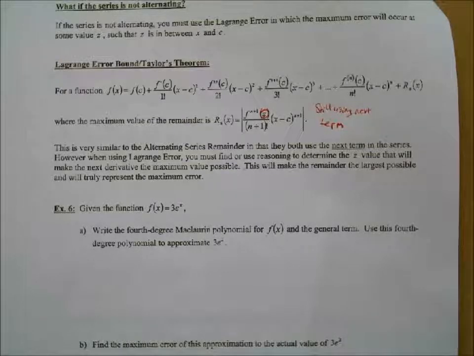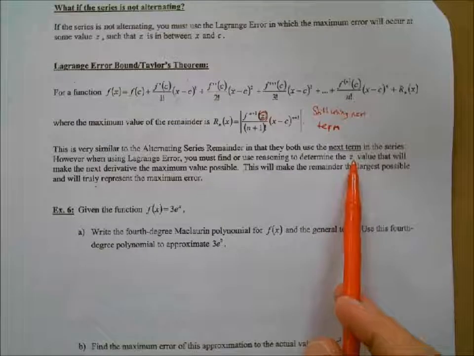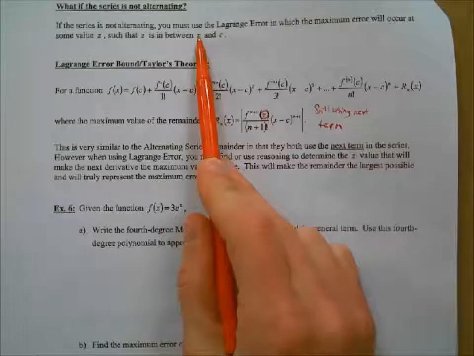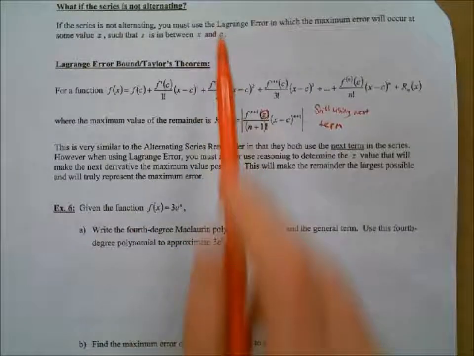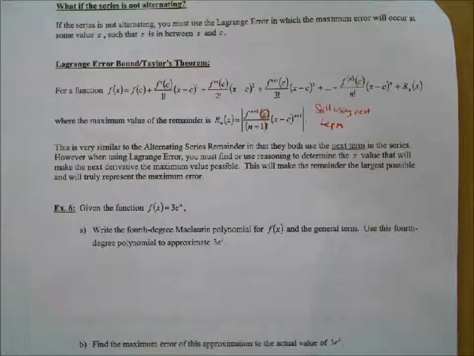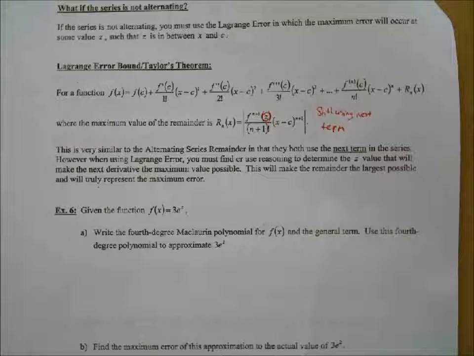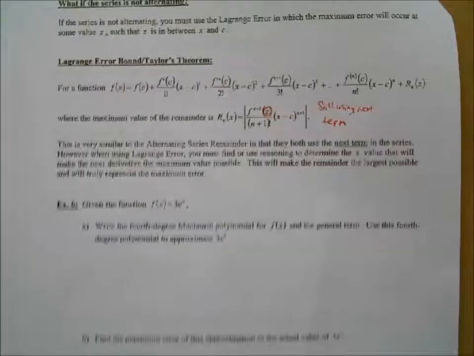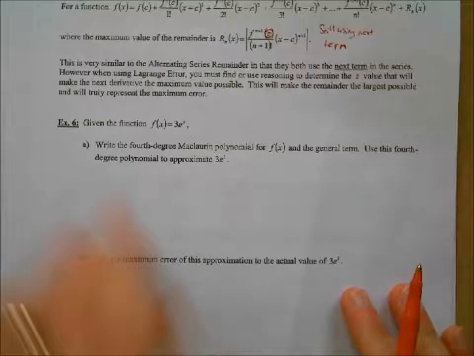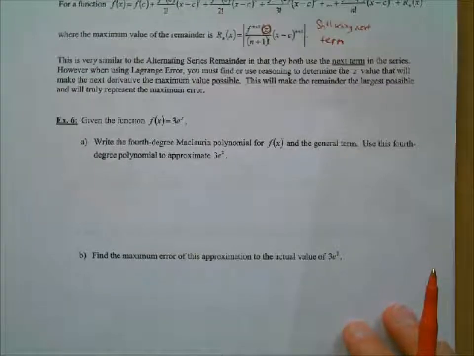And so we want to cast the widest net possible, which means we want to pick the z value that's between the x value that we're approximating and our center, that makes that error term as big as possible. Then this will make the remainder the largest possible, and will truly represent the maximum error. Okay, so let's see this in practice, just because maybe it'll make more sense when we actually do it.